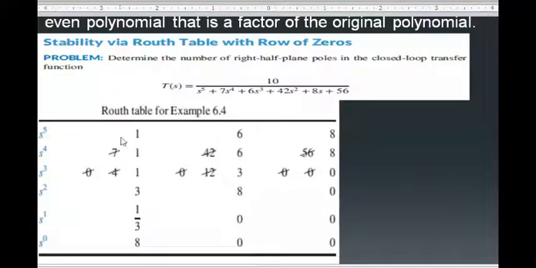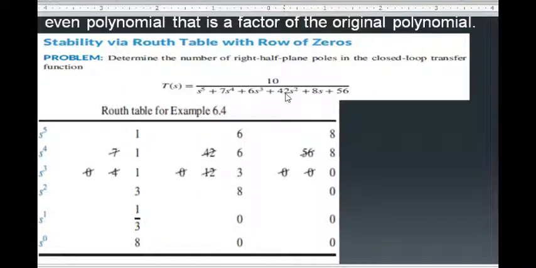Then you put the coefficients. The coefficient of S5 is 1. Then S3 is 6. Then S1 is 8. Then for S4, it's 7. S2 is 42, and S0 is 56. If you put the coefficients here.